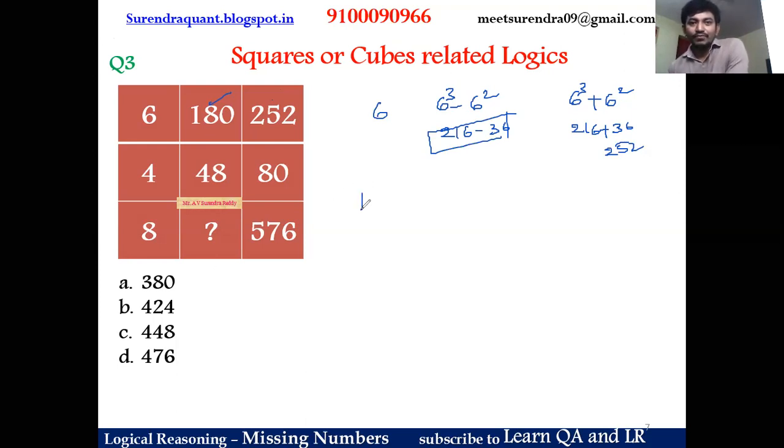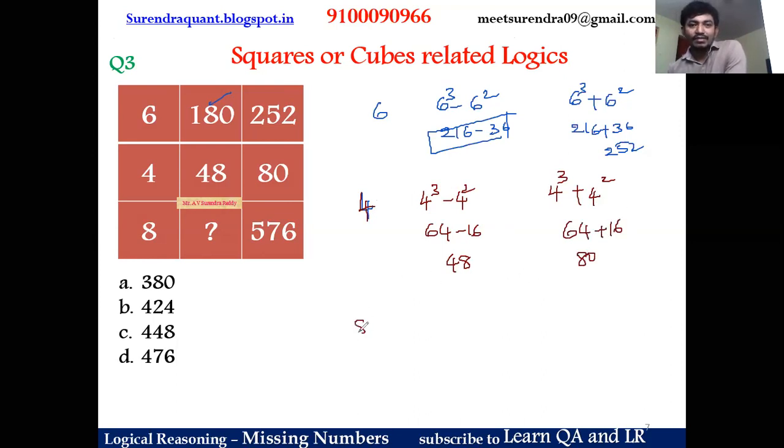So now the number is 4, right? What is the step we have to do? 4 cube minus 4 square. So 64 minus 16 is 48. Yes, satisfies. Now 4 cube plus 4 square, right? So that is 64 plus 16. The sum is 80. Satisfies.